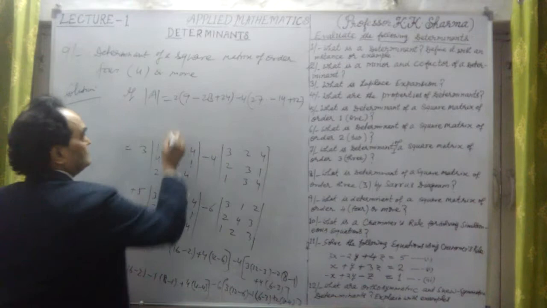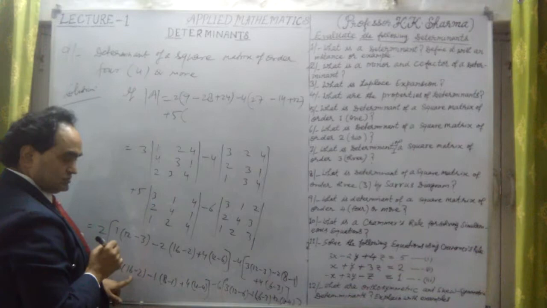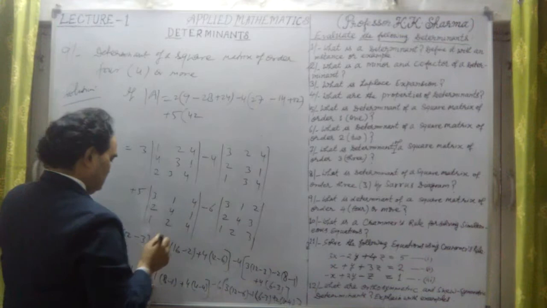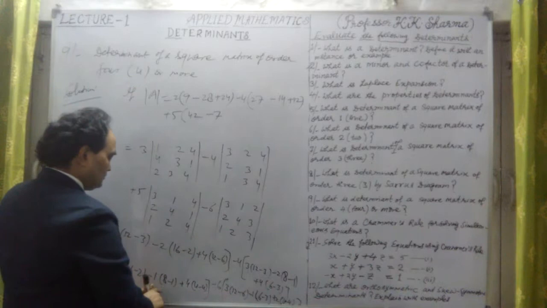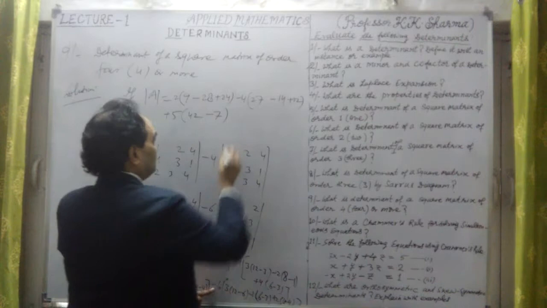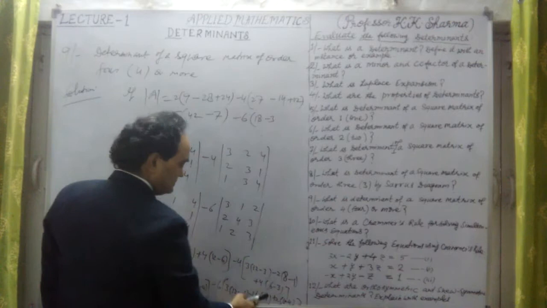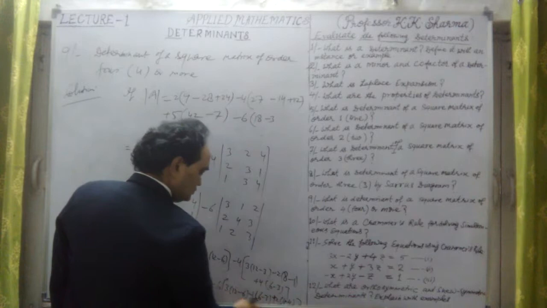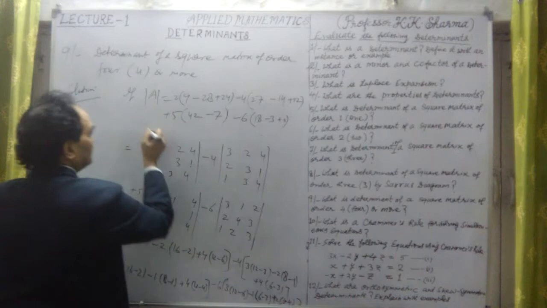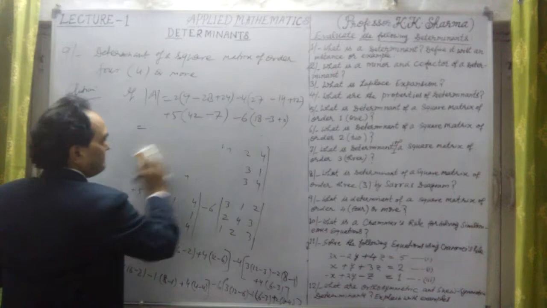Then plus 5 into 16 minus 2, 14; 14 into 3, 42, minus 7 plus 8 minus 1 is 7, into minus 1, minus 7 plus 0. Minus 6, 12 minus 6 is 6; 6 into 3 is 18. Minus sign, 6 minus 3 into 1, 3 plus 2 into 0, that is 0 here. So the final answer is this subtraction. Let me now subtract this one.